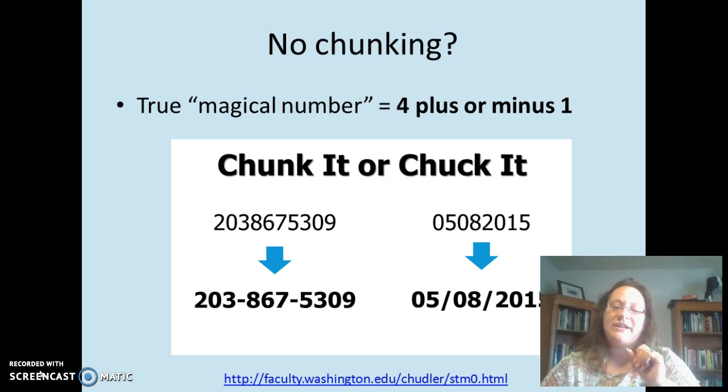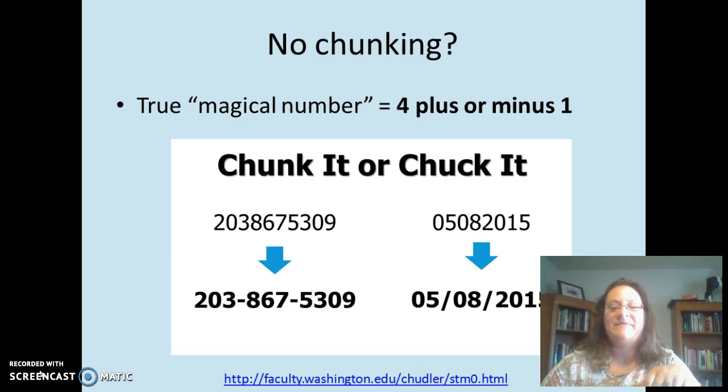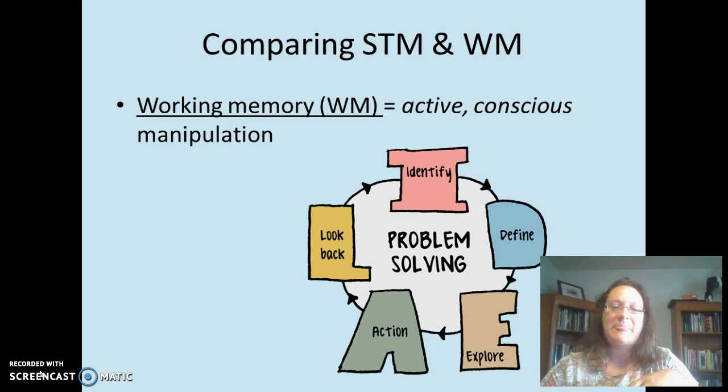If you can't chunk it, then the true magical number seems to be more like 4, about 4 plus or minus 1. So we end up with, if you can't chunk it, then we often chuck it. That's why we have phone numbers and dates and social security numbers and credit card numbers in these little chunks. Oh, yes, and at the bottom of this slide, if you want to see how this happens when you can't chunk and how we lose this information, there's a little demo linked in the slides if you're interested in that.